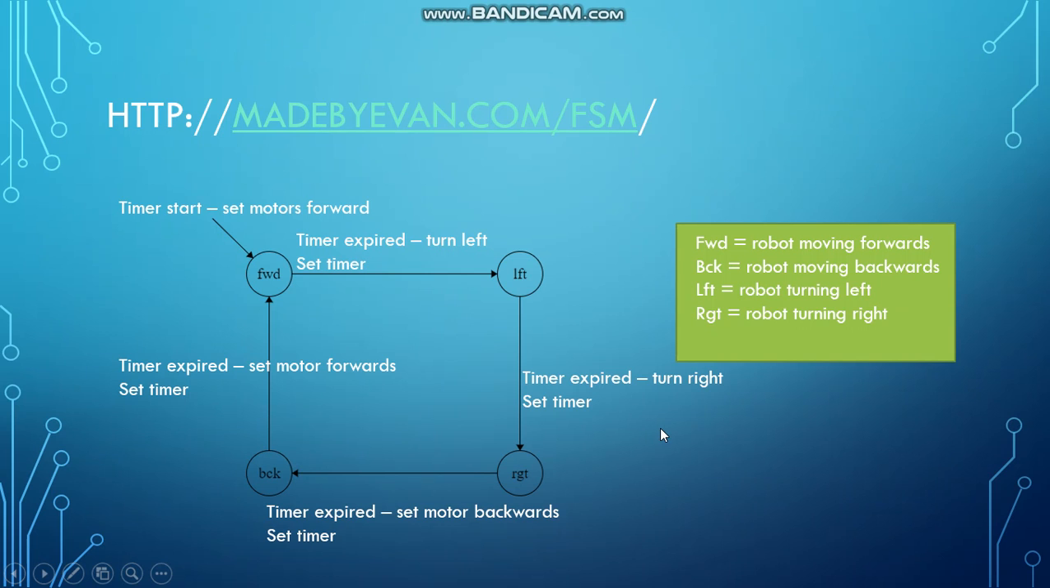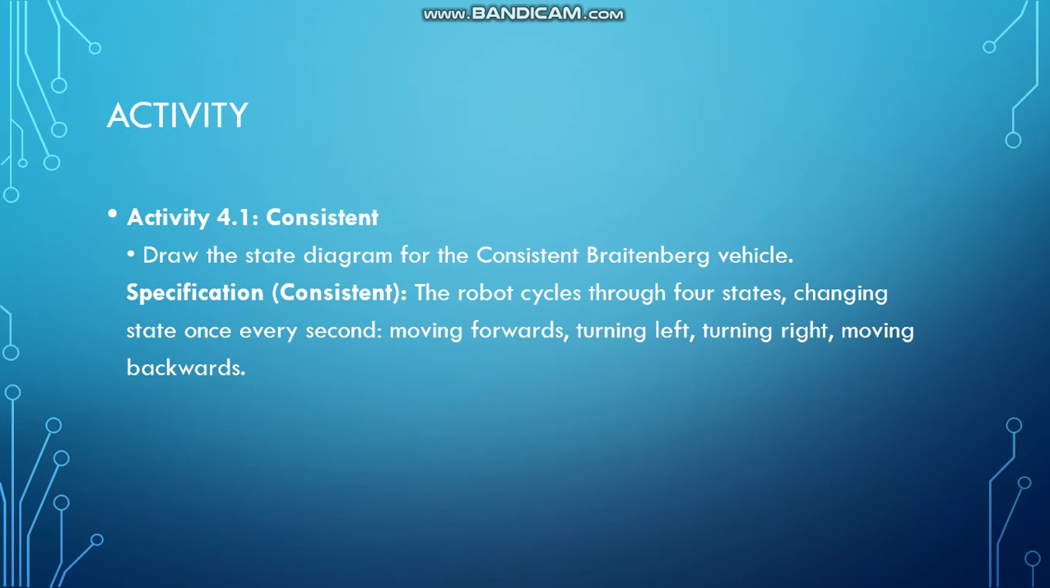So let's get back. From the activity, it says that the robot cycles through four states: from forward, turn left, turn right, and moving backward. Let's say that those are the sequence. It doesn't say that it will randomly go to those states. So from forward, left, right, and backwards.